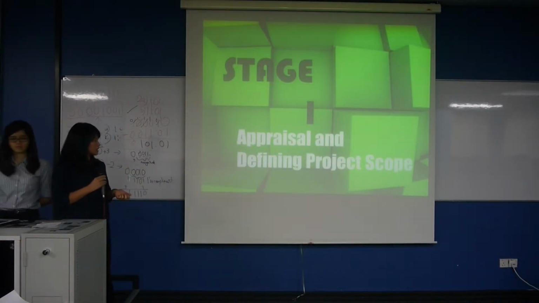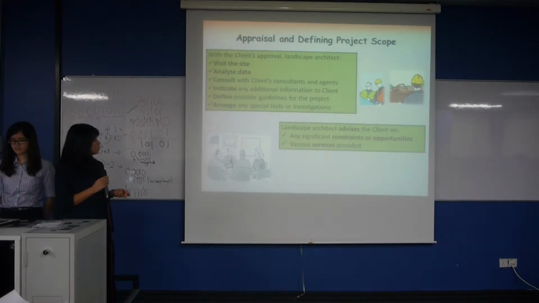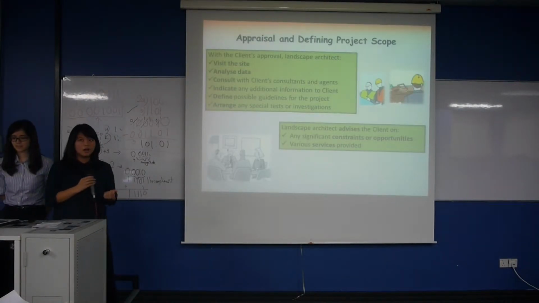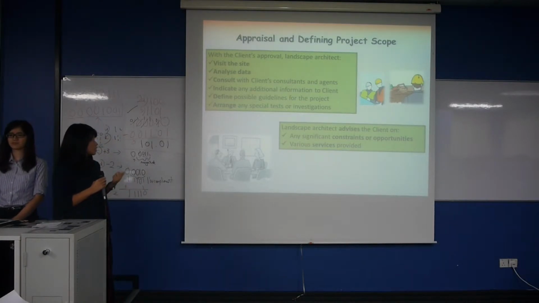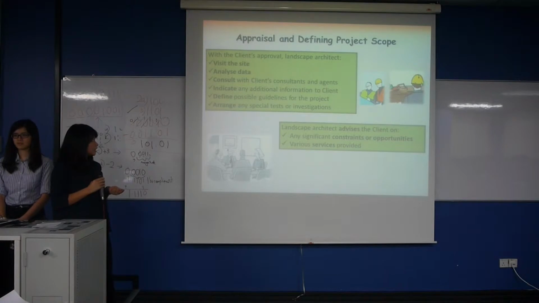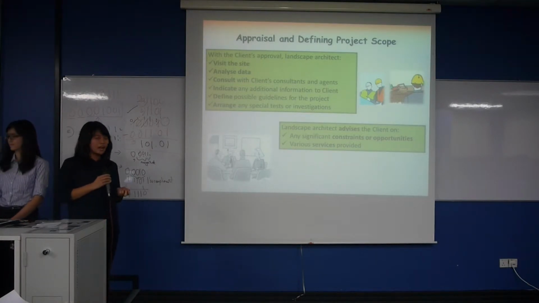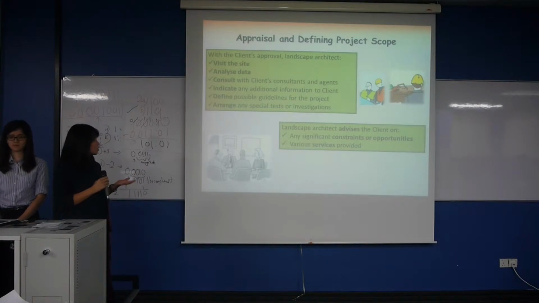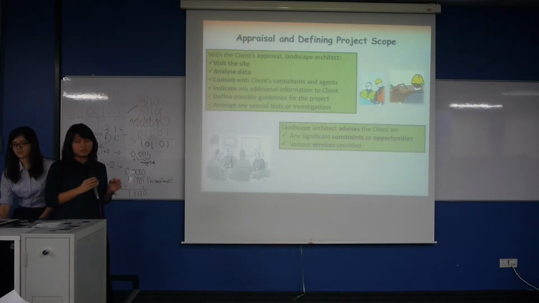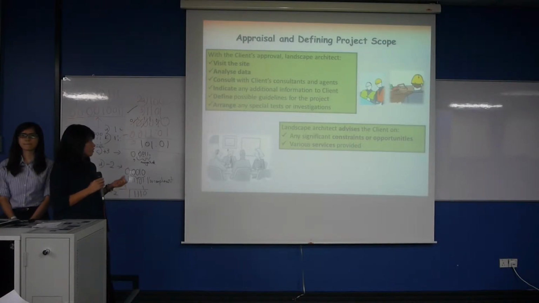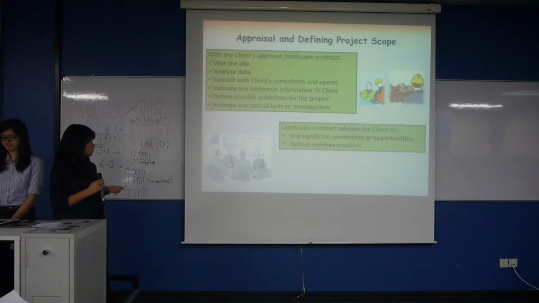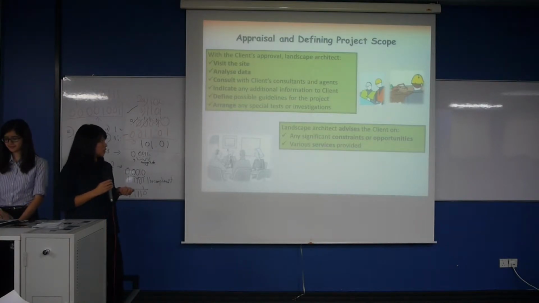The first stage is appraisal and defining project scope. With the client's approval, the landscape architect needs to visit the site, analyze the data and consult with the client. He or she also needs to indicate any additional information to the client. And he also needs to define possible guidelines for the project and arrange any special tests or investigations.